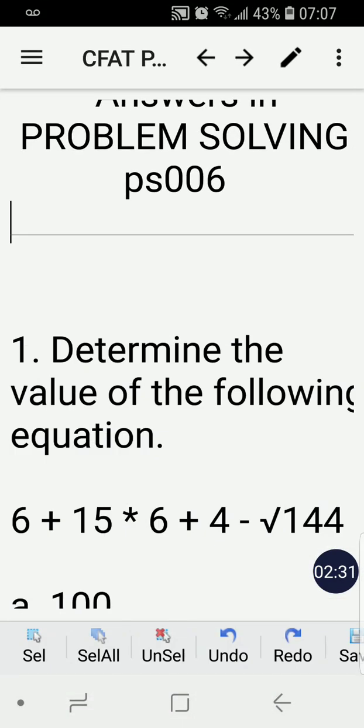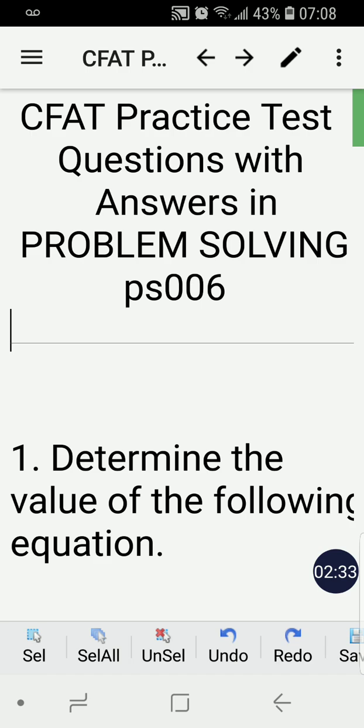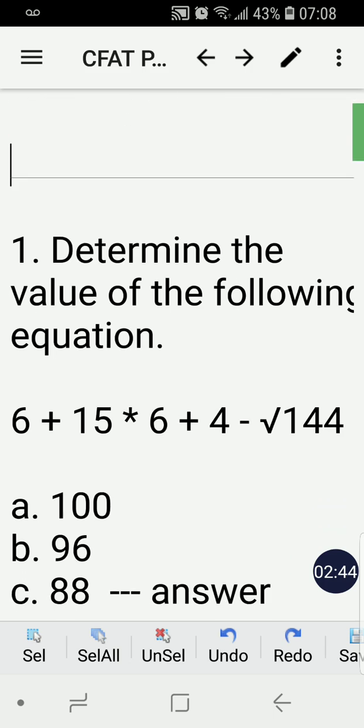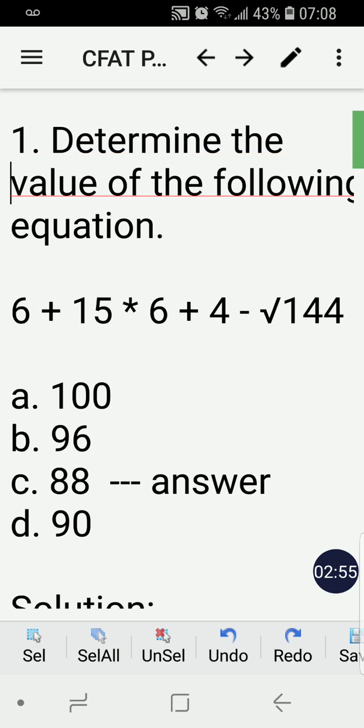Okay, the problem solving questions, starting with number 1. Determine the value of the following equation: 6 plus 15 times 6 plus 4 minus square root of 144. The choices are below, and the answer is 88.